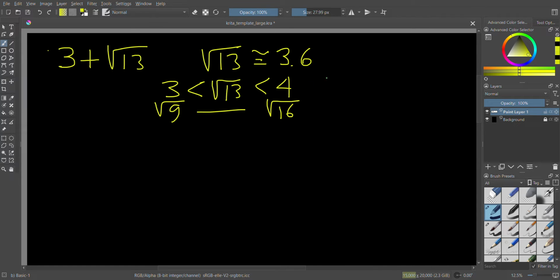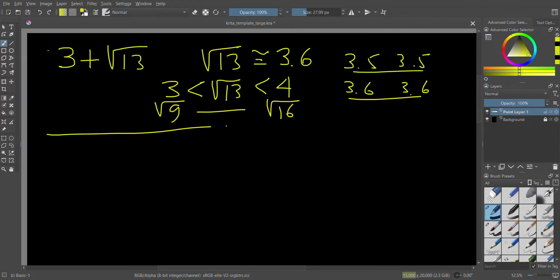I would have started by squaring 3.5, getting some number, and then squaring 3.6, getting some number. And in this case, I would have been happy. It's like, okay, that's good enough. It's roughly what it is. That's how I would have done it. Then our A0 in here is going to be 6 because it's 3 plus 3.6 floored.